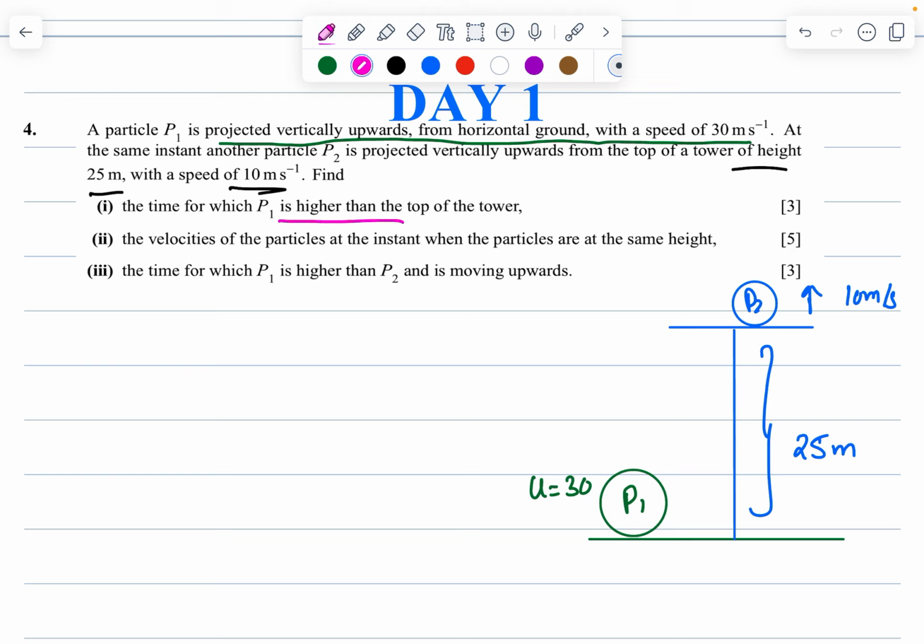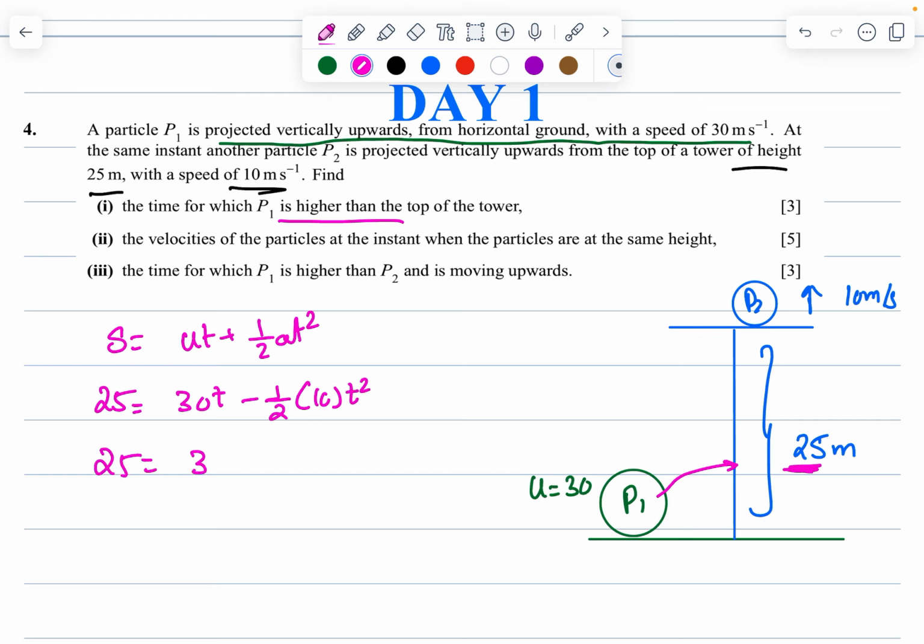P1 is higher than the top of the tower, the time for which. So what is that? We are going to find out when P1 reaches 25 meters. So, S is equal to ut plus half at square. So 25 equals 30t minus, because it is going up, minus half, g is 10, t square. So I get a quadratic equation, 25 equals 30t minus 5t square.